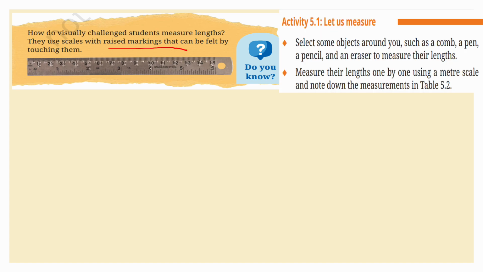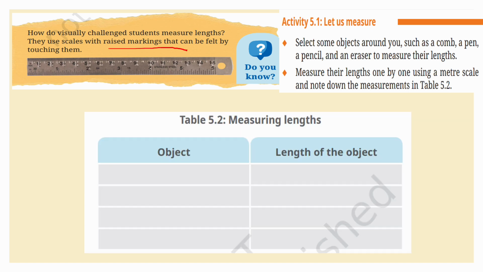Activity. Select some objects around you, such as a comb, a pen, a pencil and an eraser, to measure their length. Measure their length one by one using a meter scale and note down the measurements in table 5.2. A table is given. We have to measure some objects and write the length of each object. See, pencil 12 centimeter. Centimeter is a unit. Then eraser 3 centimeter. Pen 13 centimeter. Like that you can write.